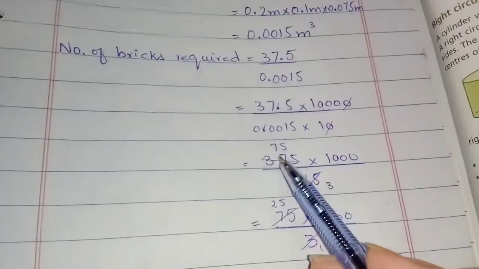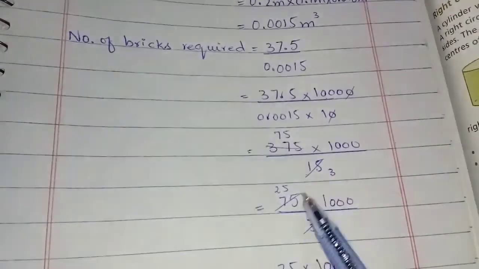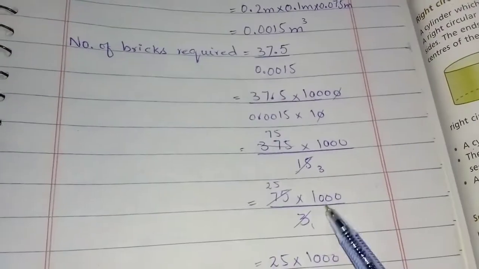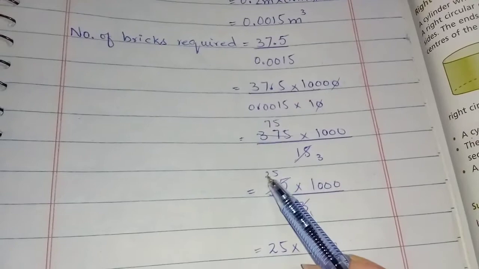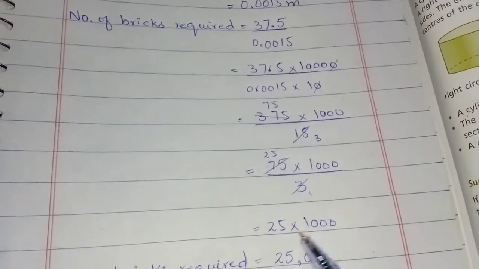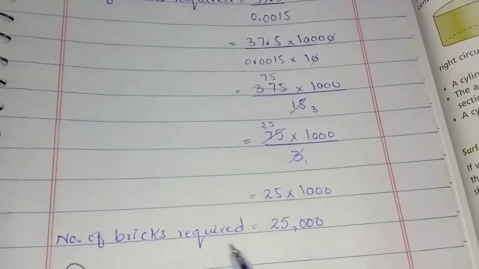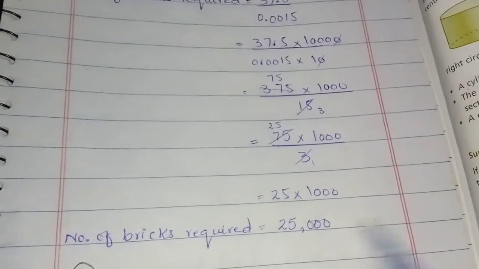Now we get the answer: 75 multiplied by 1000 divided by 3. 3 into 25 is 75. 25 multiplied by 1000. Now the number of bricks required, 25,000, is the answer.